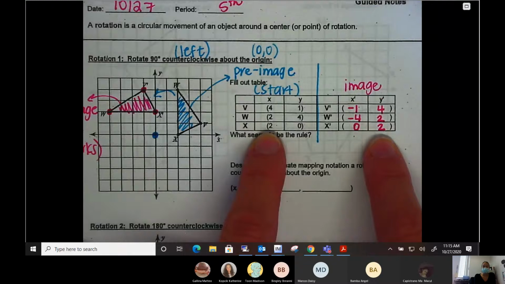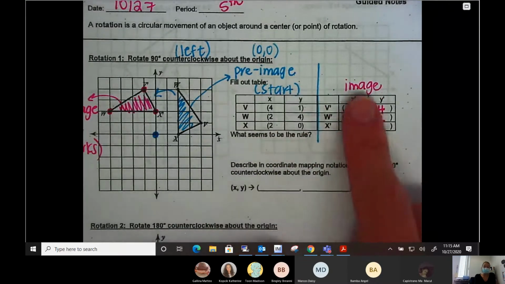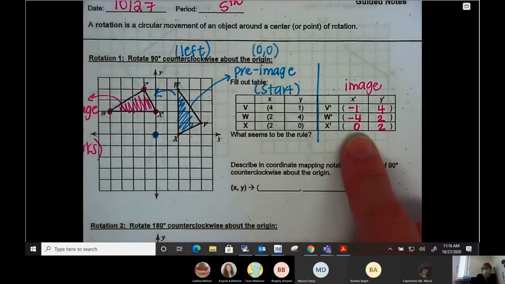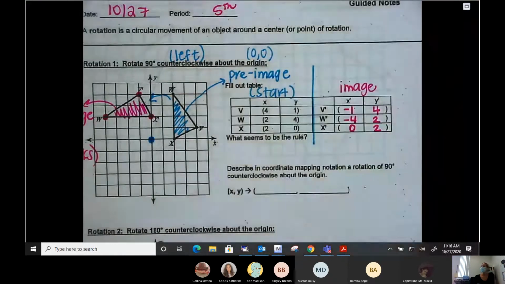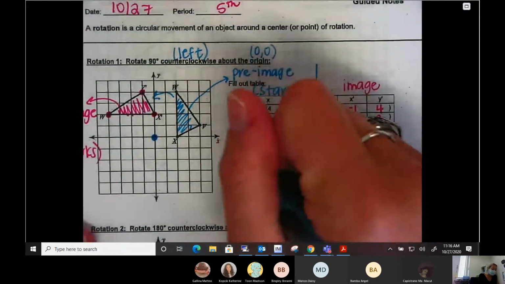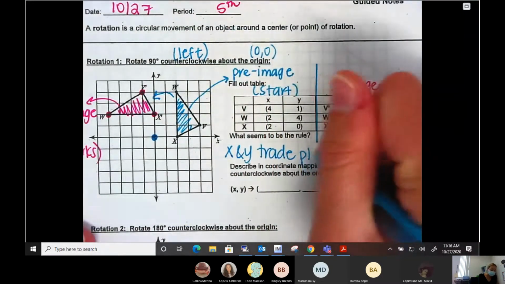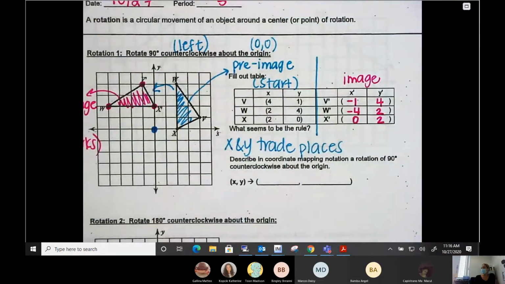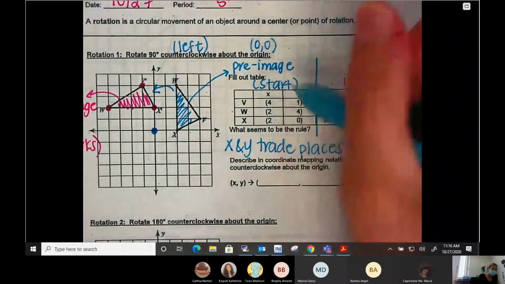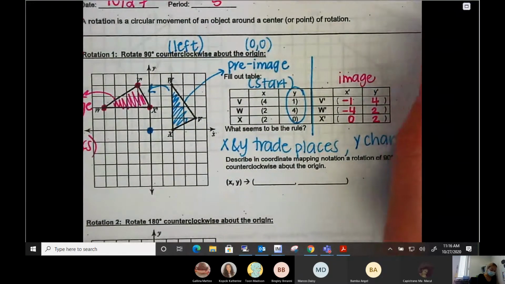Which ones did change signs? The Y's changed signs, right? So from here to here, they changed signs. They went from positive to negative. My X's all stayed positive. They didn't change signs. So my rule looks like this. My X and my Y's trade places. Right, so it went from 4, 1 to 1, 4. And then the one that's changing signs is my Y values. They're changing signs when I flip them over to the other side. So my Y's change signs.